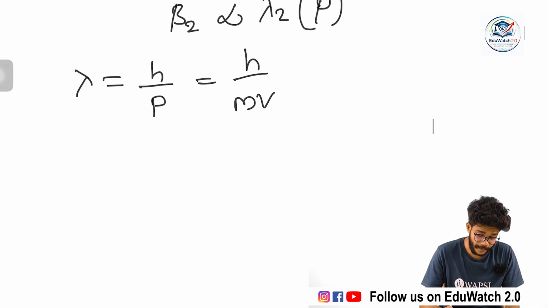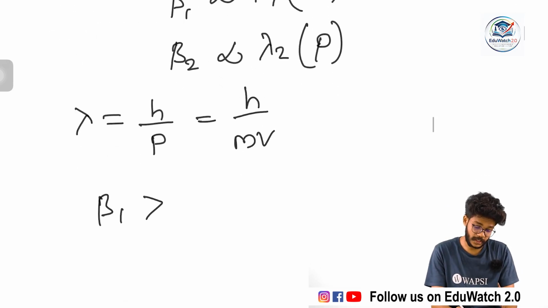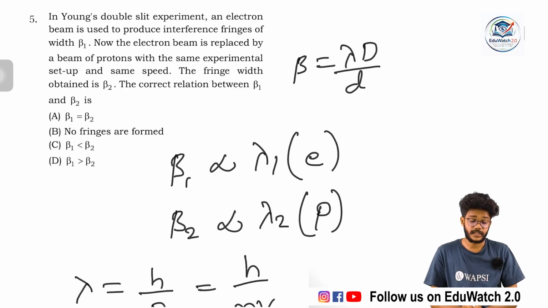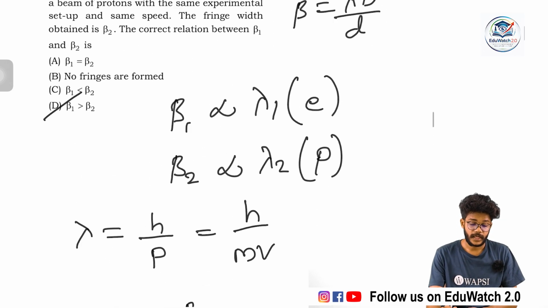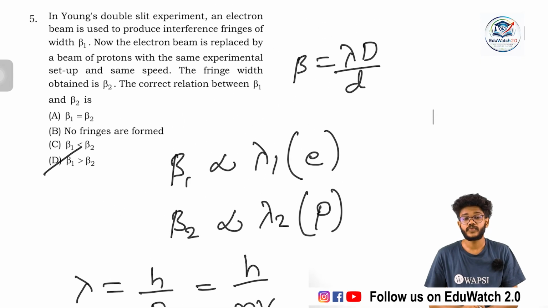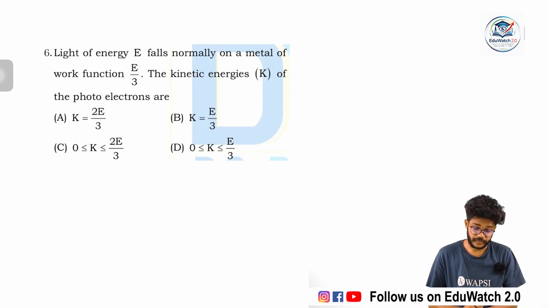So beta 1 should be greater than beta 2. Which option is correct? Option D is the correct answer. Beta 1 is greater than beta 2 because lambda 1 is greater than lambda 2, because m2 is greater than m1. Okay, so we can move to the next question, the sixth question.